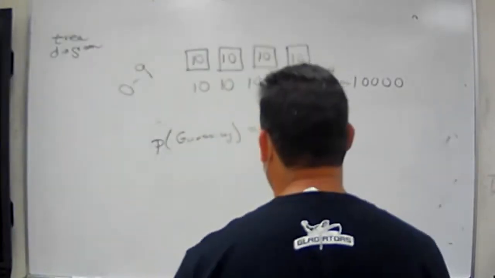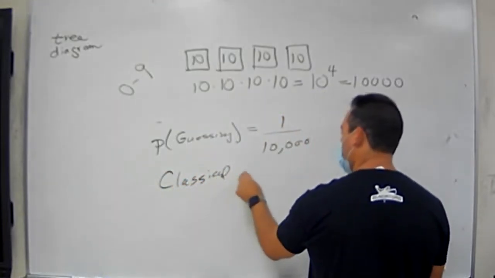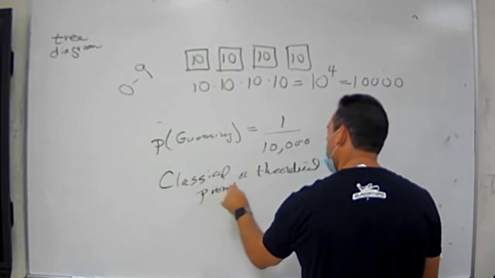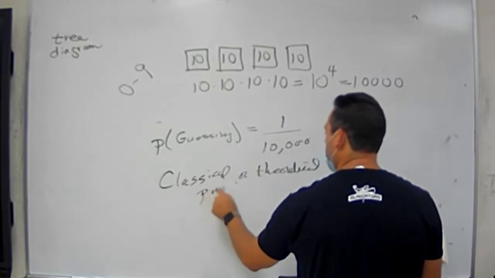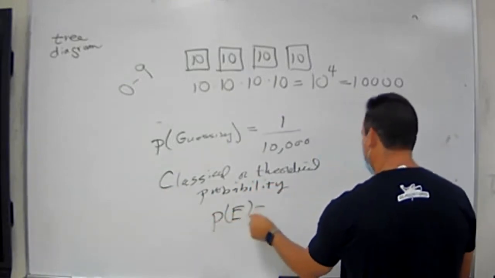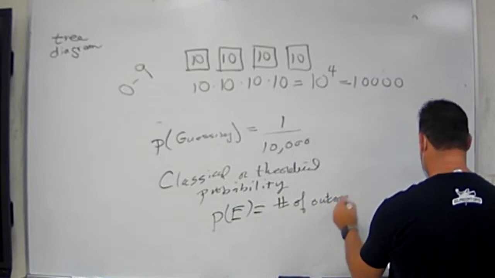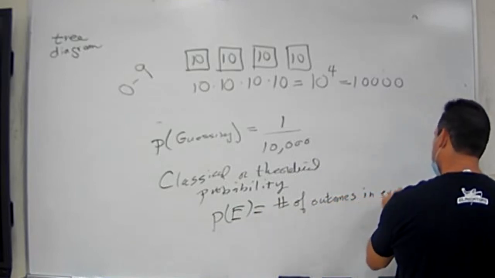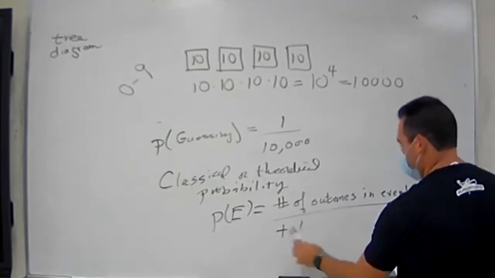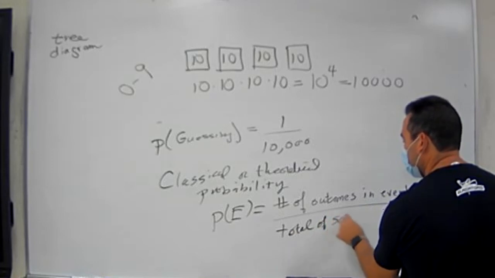So the classical probability, or theoretical probability: the probability of an event equals the number of outcomes in event E divided by the total number of outcomes in the sample space.